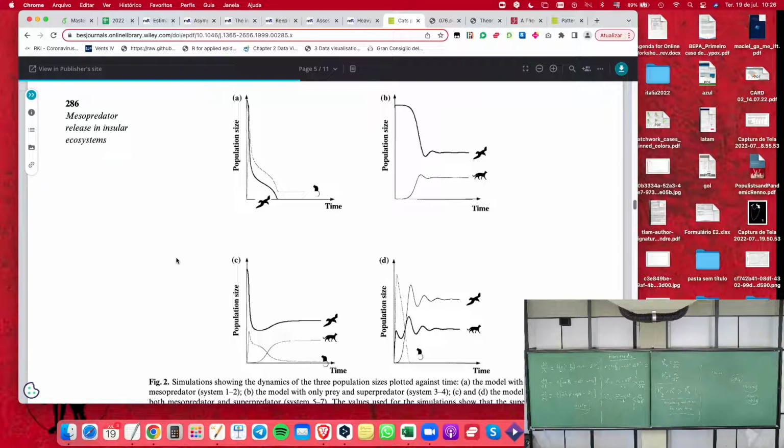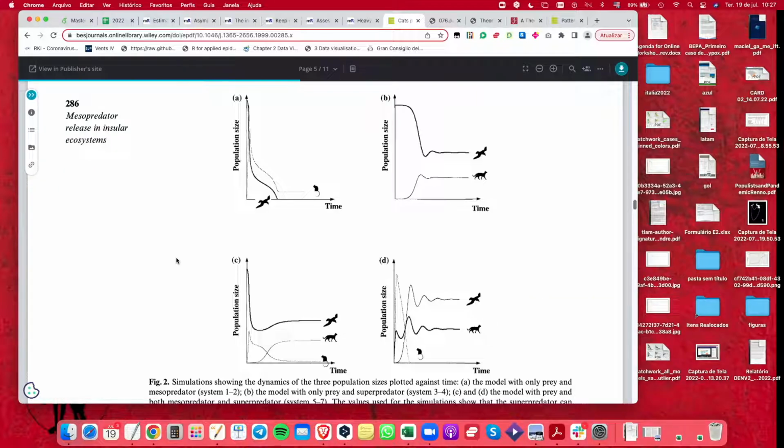I was thinking in the same example, as a mesopredator release: we eliminate the superpredator with cattle, and we have a mesopredator release. No, the cattle does not feed on zebras. Cattle is herbivorous. Yeah. Well, they have humans, but humans don't feed on zebras. I mean, they feed on cattle.